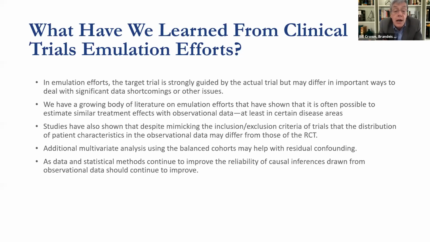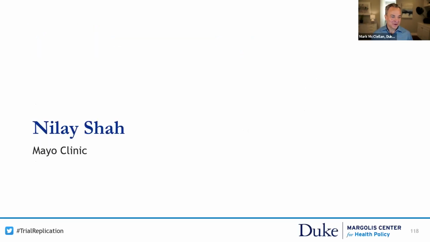And then finally, I'll conclude with this: as the data and methods continue to improve, we continue to work on methods to improve. There's a lot of interest now in, for example, building dynamic treatment regimes into these sorts of analyses. I think the reliability of causal inference with observational data should continue to improve. With that, I'll turn it back to you, Mark. Okay, thanks very much, Bill. And next we'll go right to Nilay Shah.